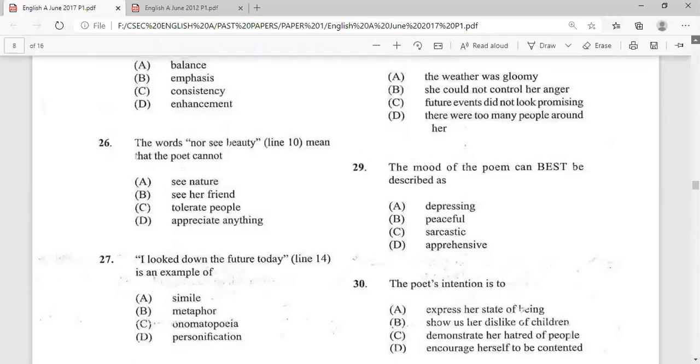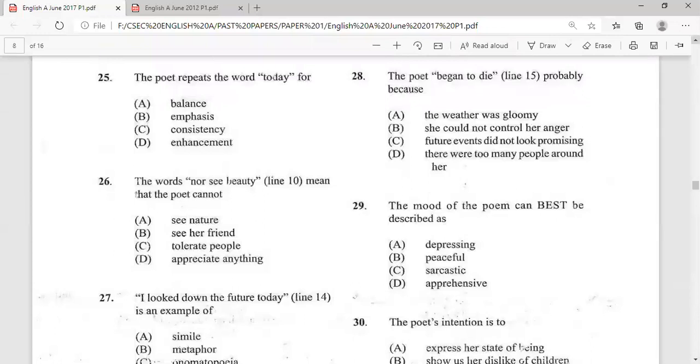28. The poet began to die. So after saying how the poet looked down the future, the poet said, I began to die. And if you are looking into the future, and we really can't because we don't know what the future holds, none of us. But if you are thinking about your future and you're now saying that you're beginning to die, and this is a poem, so this is not literal right now, well, what would be the best option? To begin to die, in terms of what the poet is going through, means that future events did not look very promising. Boy, this is just sad, right?